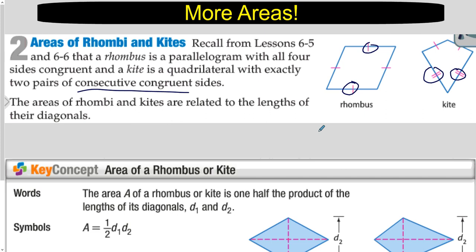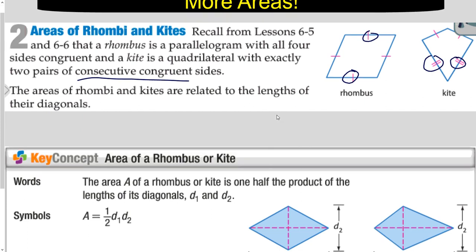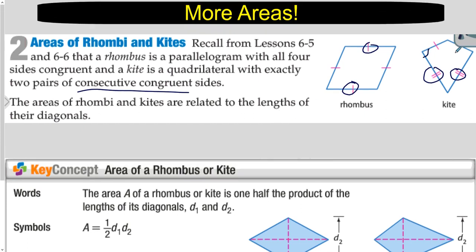A kite is similar, but instead of having opposite congruent sides, it has consecutive congruent sides. A kite will also have exactly one pair of congruent angles. It'll be those two, the angles between the pairs, not the angles within the pairs.